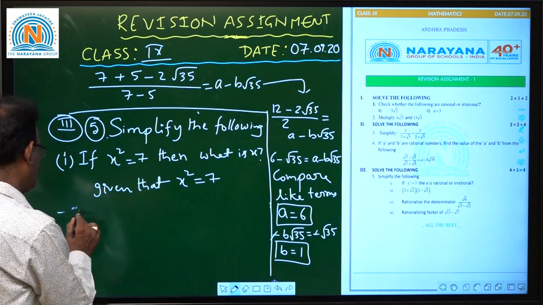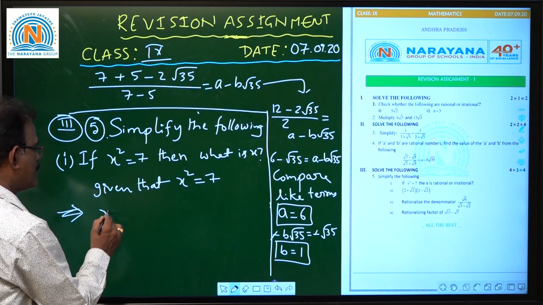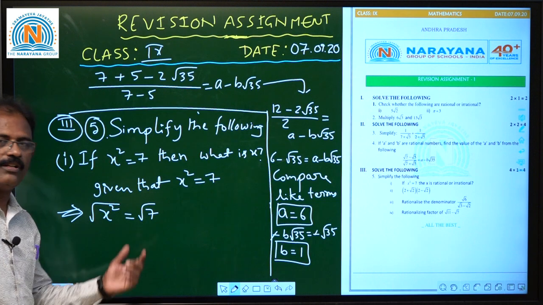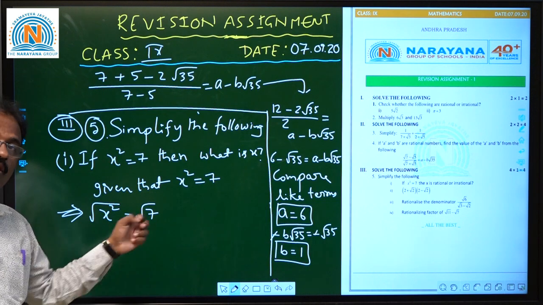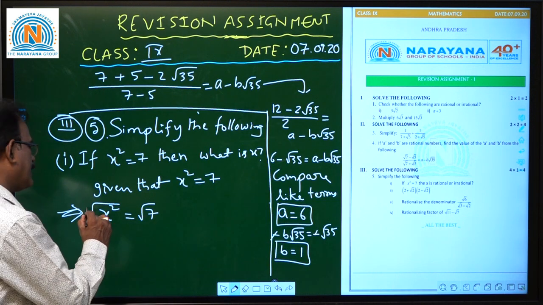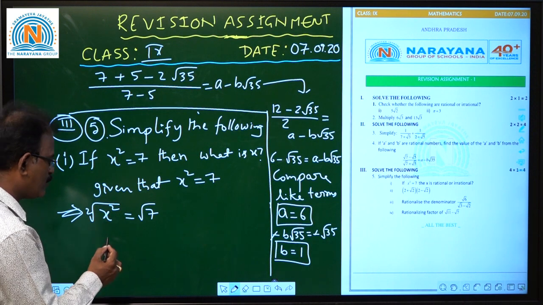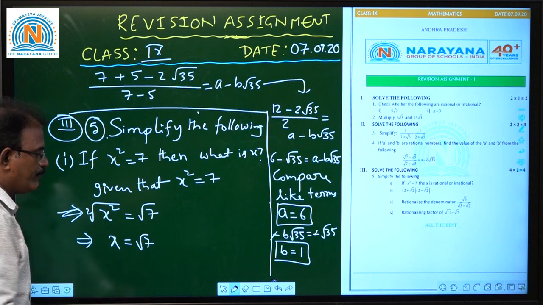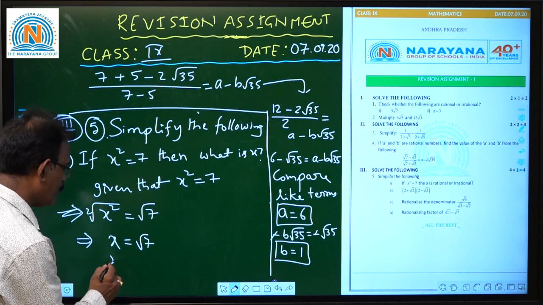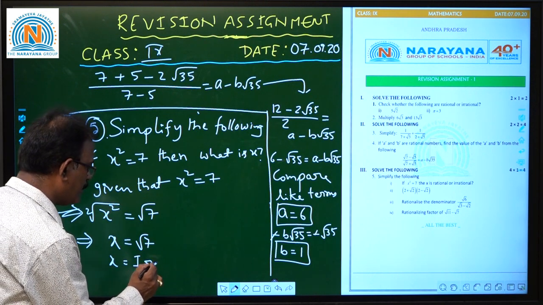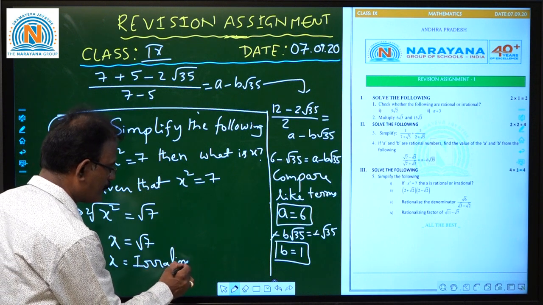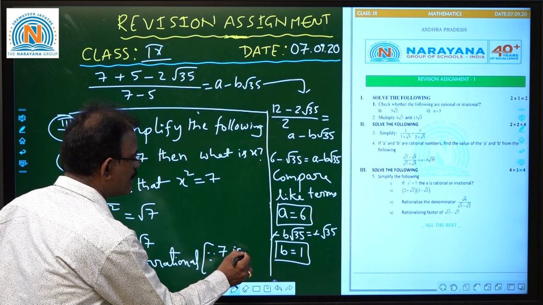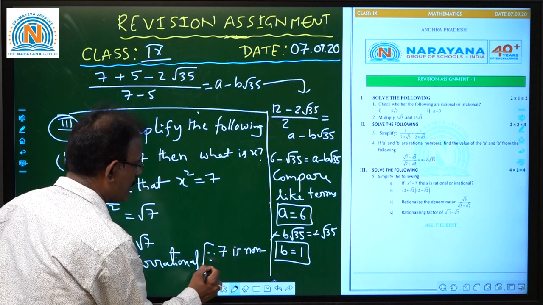Okay children, now x square is equal to 7. Taking square root on either side, not squaring, so that x value is increasing 2 times, decreasing 2 times. Then x is equal to root 7. So x is an irrational number, since 7 is a non-perfect square.